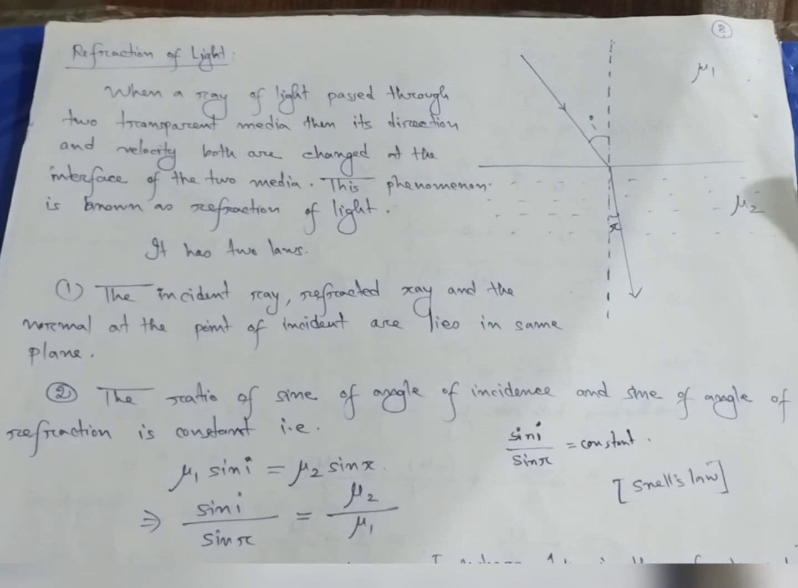So, what is refraction of light? When a ray of light passes through two transparent media, then its direction and velocity both are changed at the interface of the two media. This phenomenon is known as refraction of light.